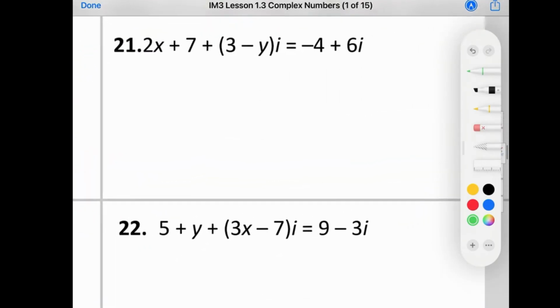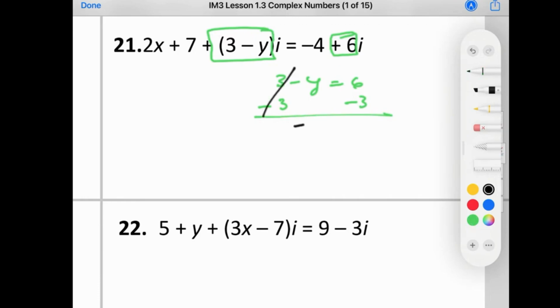Let's try 21. Again, you can start with the i if that helps you. So 3 minus y equals 6. Let's just solve that one. So what would I do? I would probably just subtract 3. Negative y equals 3. Remember, that's like an invisible negative 1, so I would divide by negative 1 on both sides. y equals negative 3.